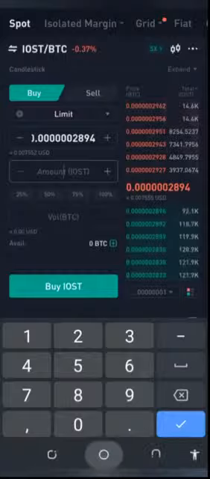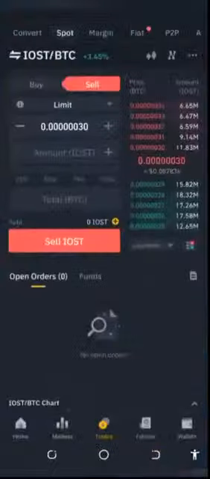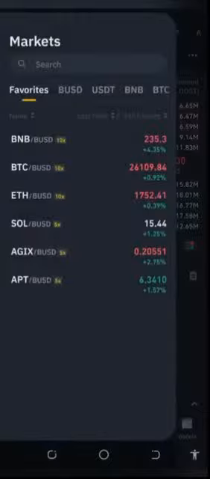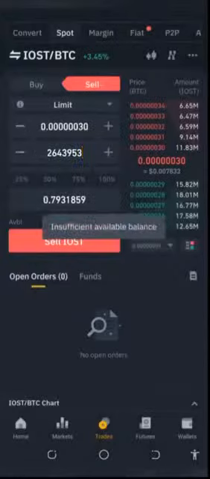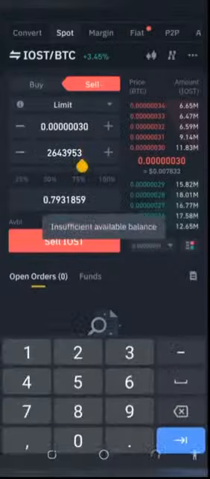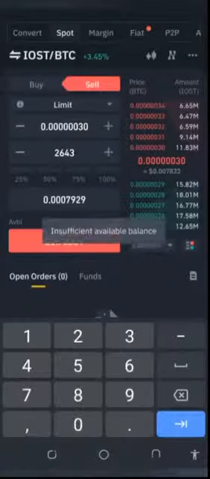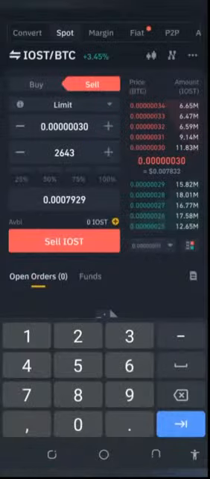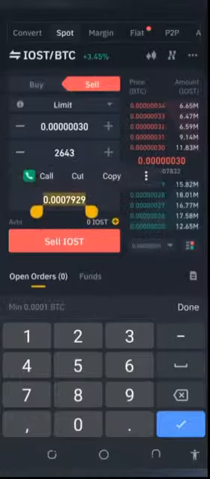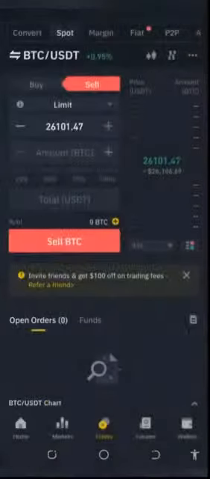So let's run over to Binance quickly. Yeah, we're currently on IOST BTC. So now let's paste that in here. Now you can see what I'm talking about. So you have to delete the last 3 digits, which was after the decimal point. So we were able to get 0.007929. Looks like that's good. So let's cut that and quickly go and see how we're going to sell this to BTC.